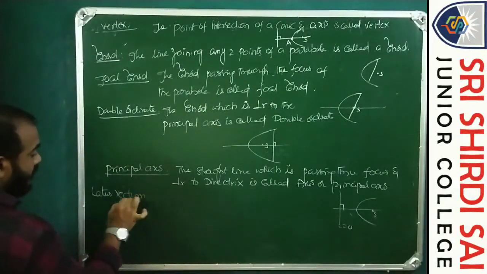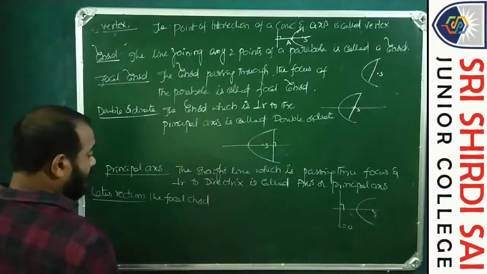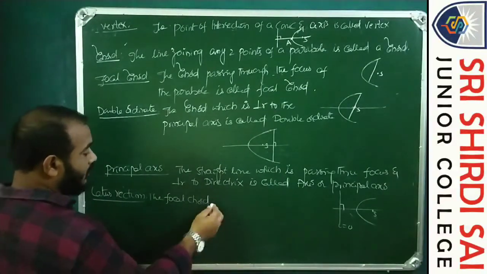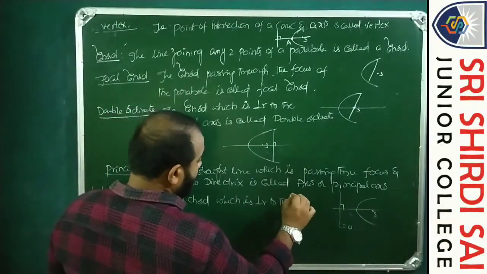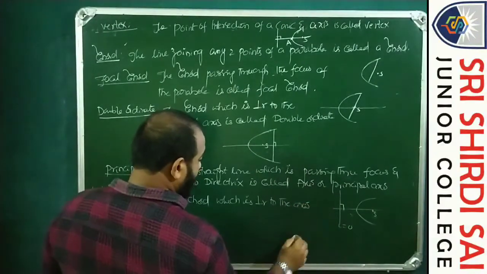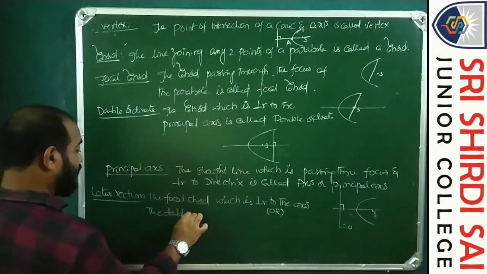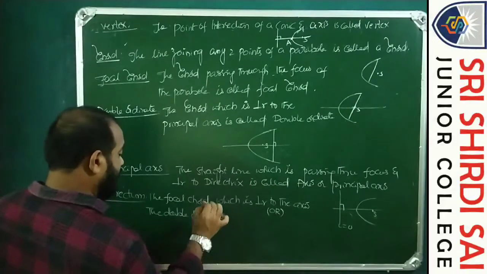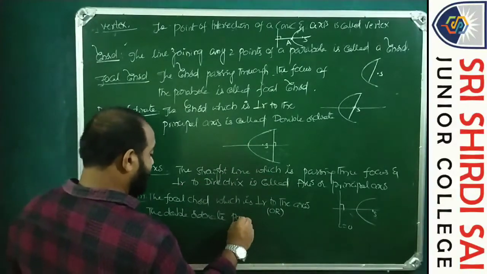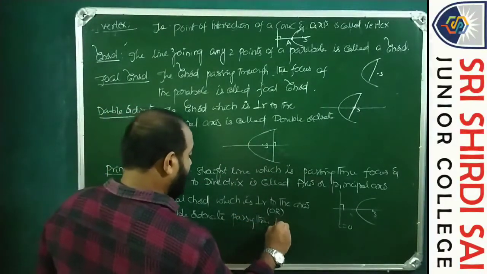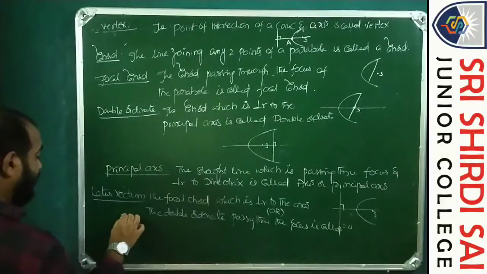Now, latus rectum. The focal chord means passing through the focus, the focal chord which is perpendicular to the axis, or the double ordinate, which is perpendicular, the double ordinate passing through the focus is called latus rectum.